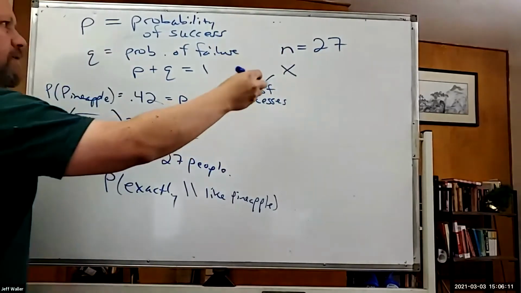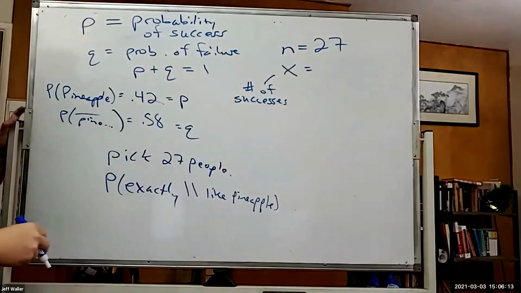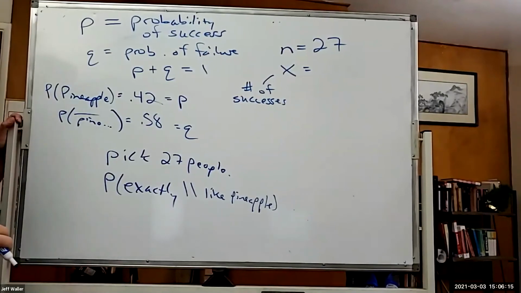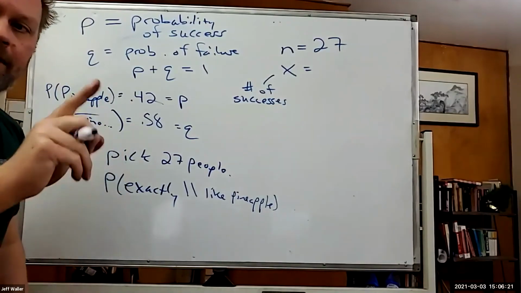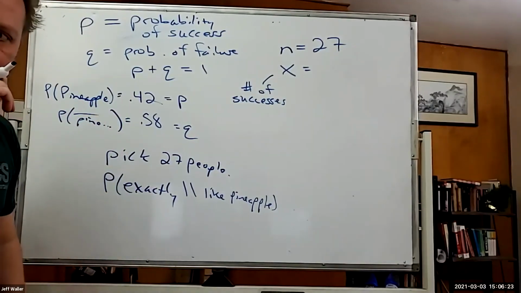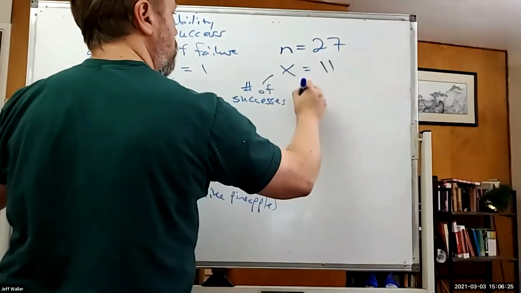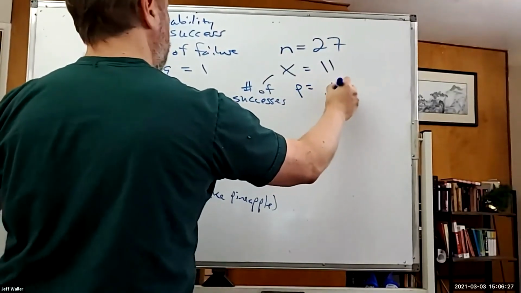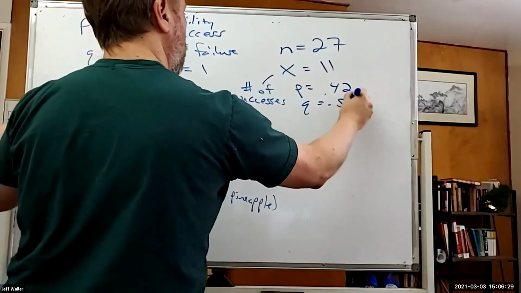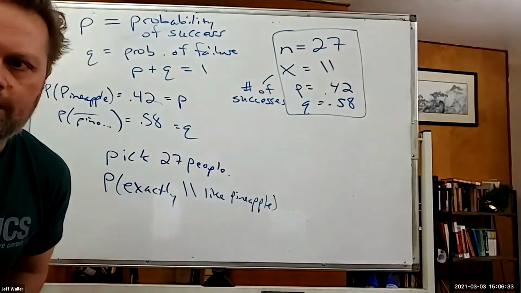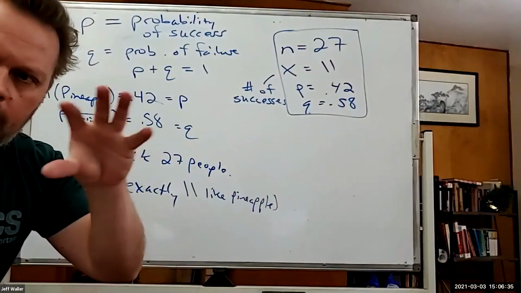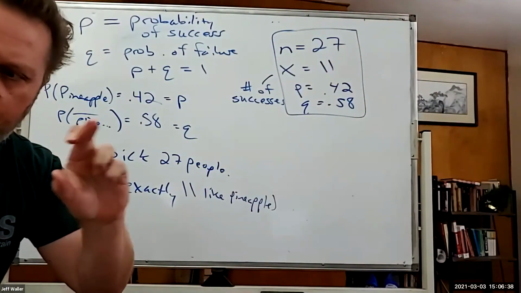So how many successes do I want? 11. The probability of success is 0.42, and X is the number of successes, 11. And then, of course, we know P is 0.42 and Q is 0.58. So these are the four things you need to identify for any given binomial problem.